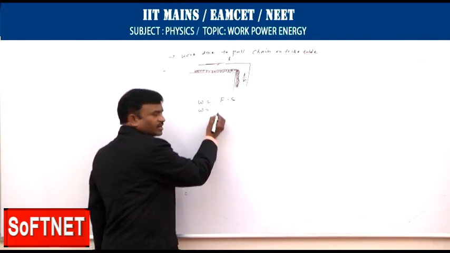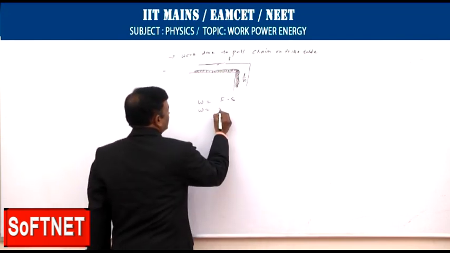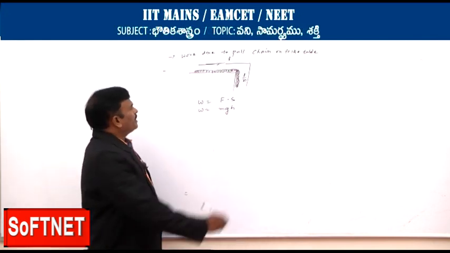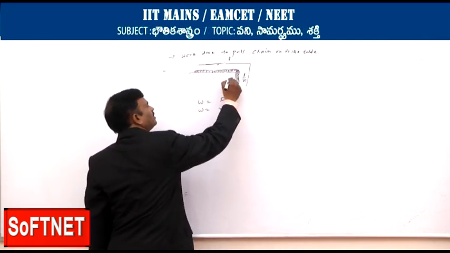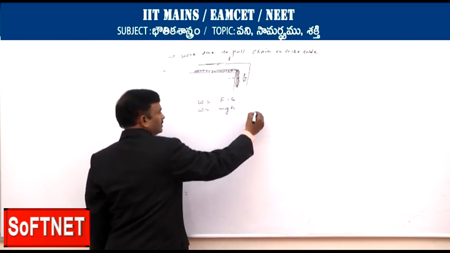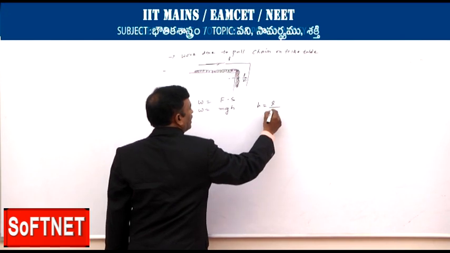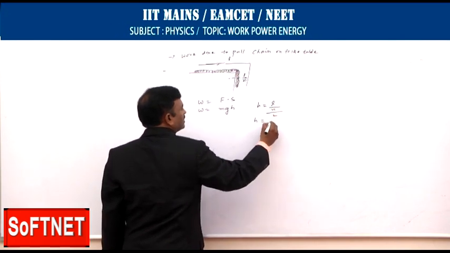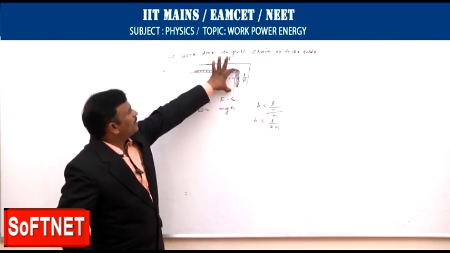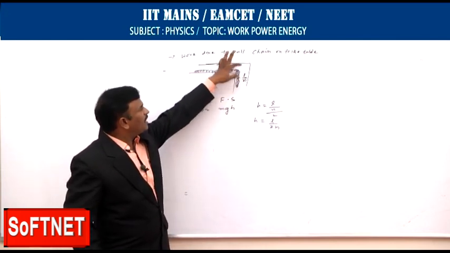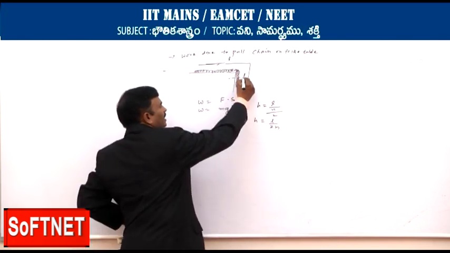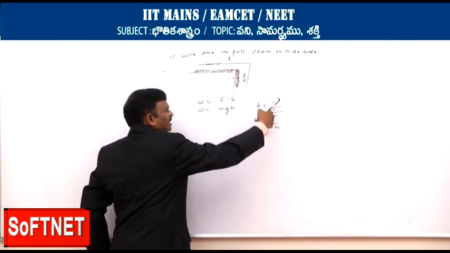So the work done is equal to mg into h, the general formula. But even though L by nth part is hanging, the center of mass is located at h is equal to (L by n) by 2. That is nothing but h is equal to L by 2n. The hanging part is L by n, and the center of mass is half of L by n. So L by n by 2 means L by 2n.